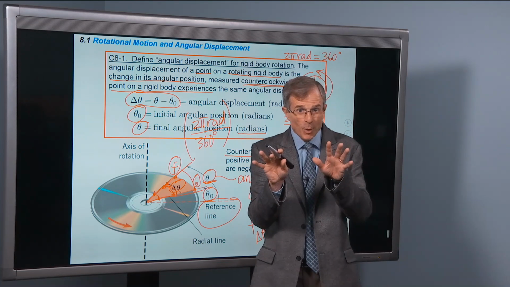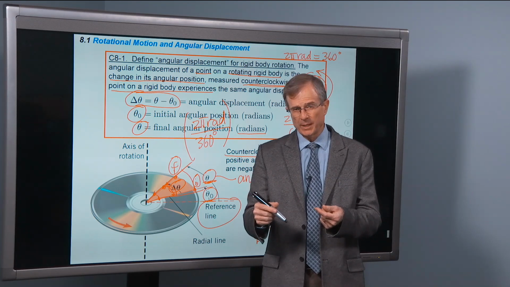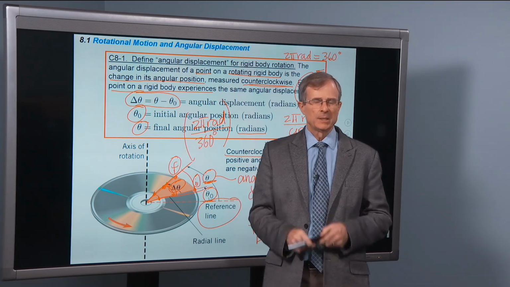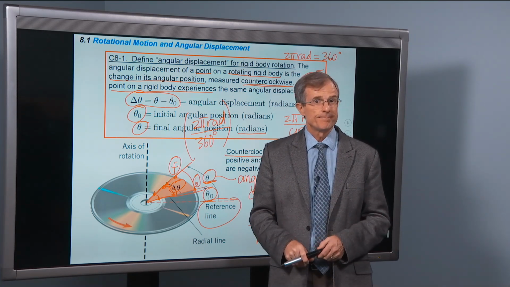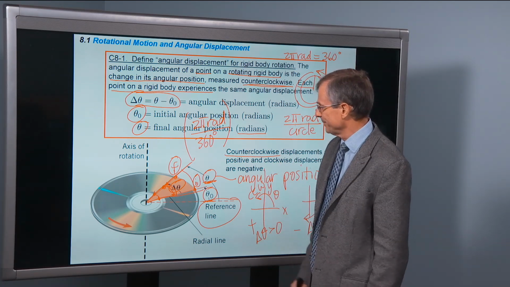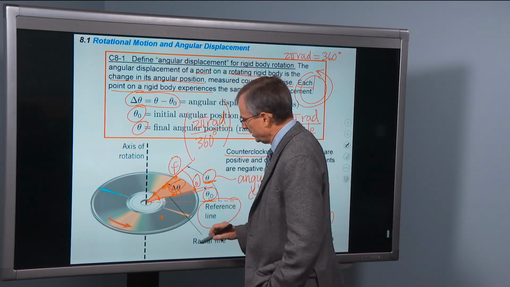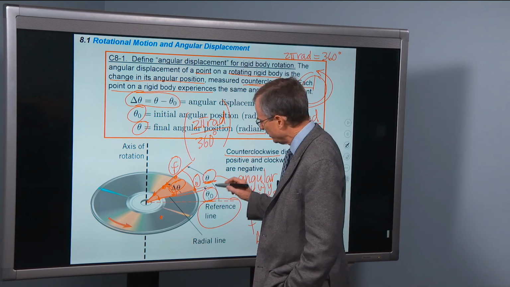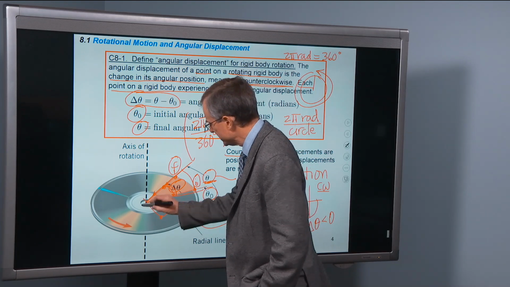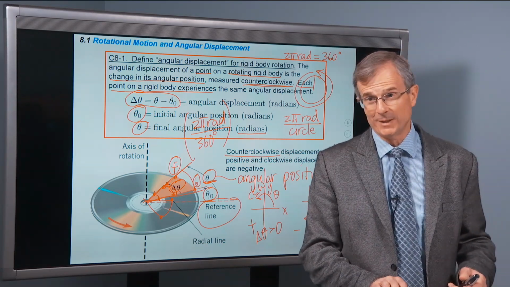So the take-home message here is that all points on a rigid body will experience the same angular displacement in the same amount of time. And you say, well, what about this point right here? If we're looking at the same time interval from initial to final, this point will come from here to there, and it will move through that same angle that any other point does. I think I've made my point.